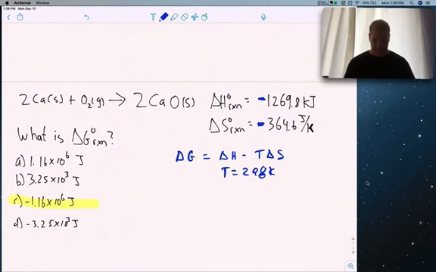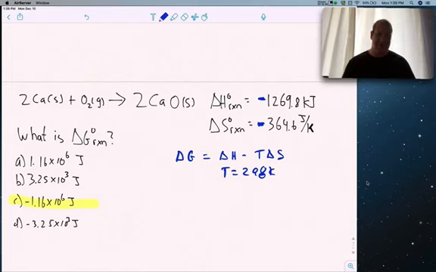All right, why don't you try this one out? 2 calcium plus oxygen makes 2 calcium oxides. I've already calculated the delta H and delta S for you. Just tell me the delta G of the reaction. Oh, I forgot to erase it.